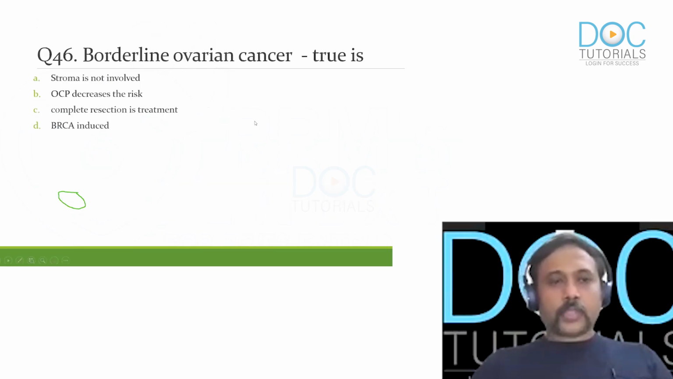Okay. So borderline ovarian tumor, which is the true statement? I think this is what should have come as the question. Again, I'll be glad if somebody can highlight and say what the actual question was. So borderline ovarian cancer, which is the true statement? The stroma is not involved. Oral contraceptive pills decrease the risk. Complete resection is the treatment, and it is related to your BRCA. Which do you think is the true statement with regard to borderline ovarian tumor?